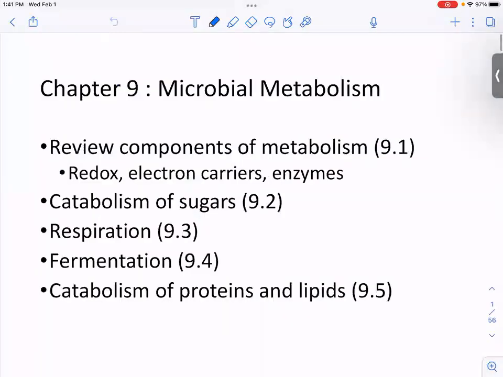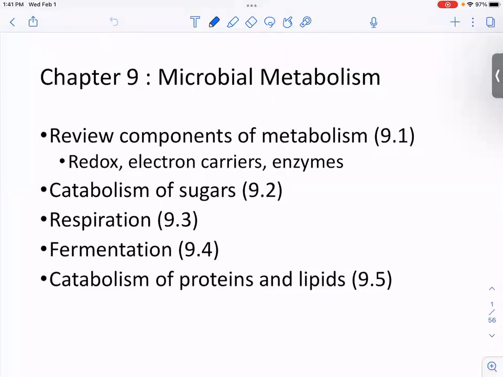So moving on, chapter 9. We've been through chapter 5, the eukaryotes, and chapter 7, growth. So there's homework that you can be working on this weekend. We'll spend about a lecture and a half here on metabolism.